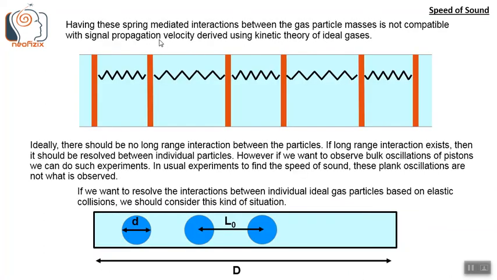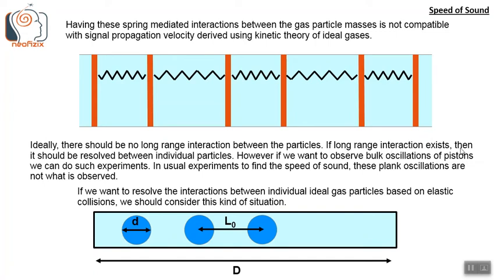So having these spring-mediated interactions between gas particle masses is not compatible with the signal propagation velocity that we would derive using a kinetic theory of gases. Basically, this kind of situation is not compatible with the kinetic theory of ideal gases, where we assume that there are no long-range interactions between the particles. Ideally, there should be no long-range interactions between these gas particles.